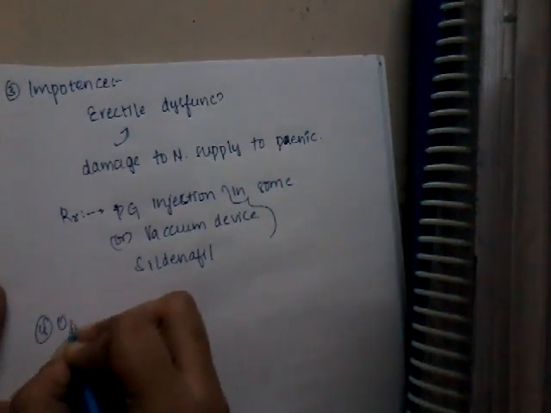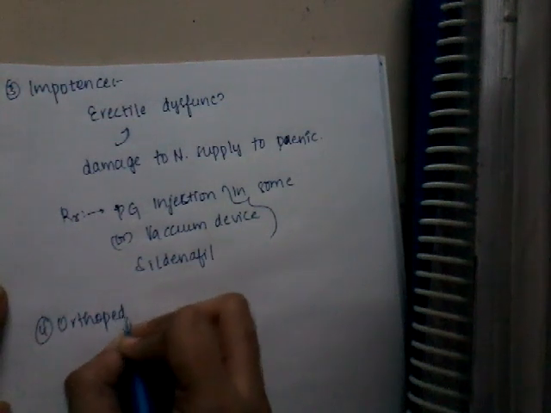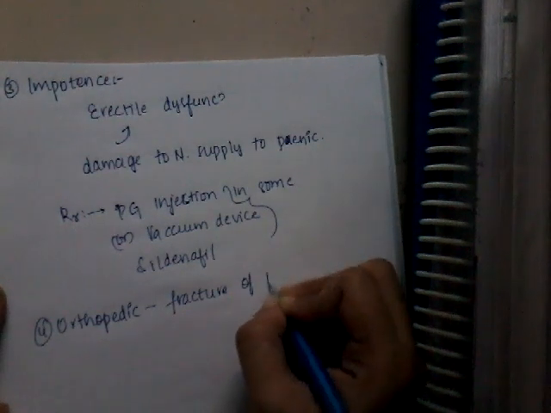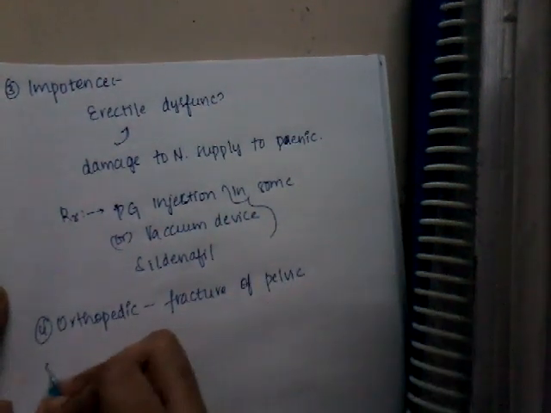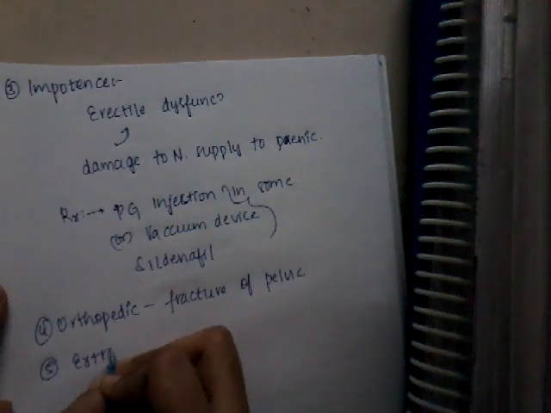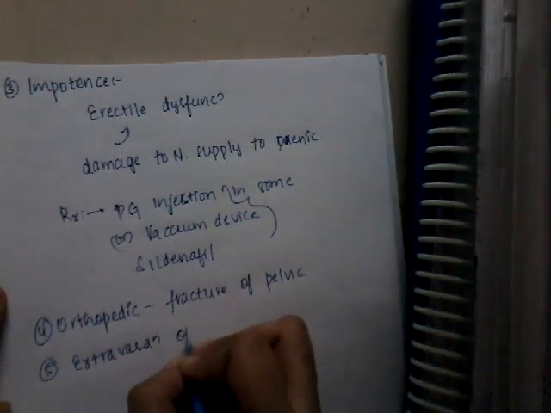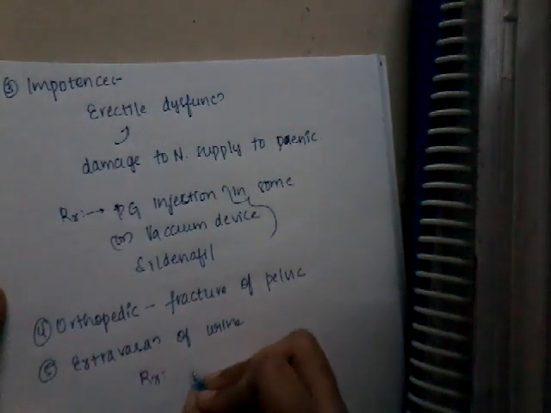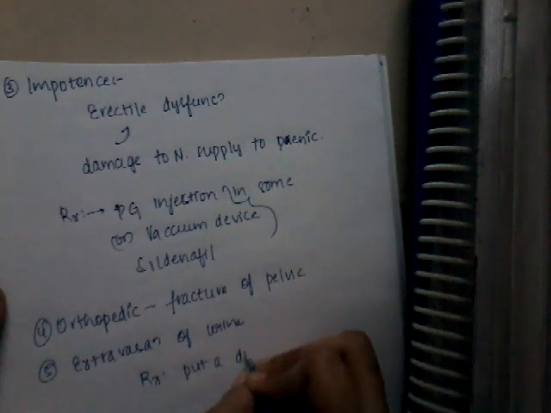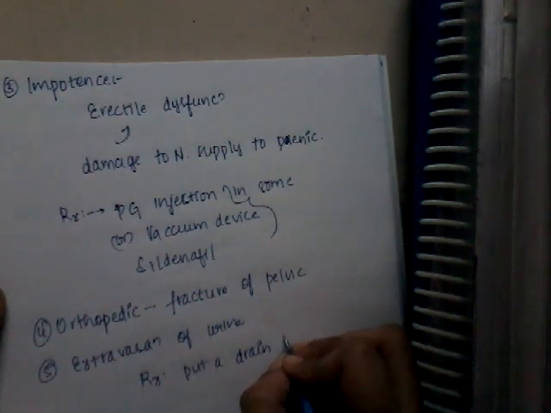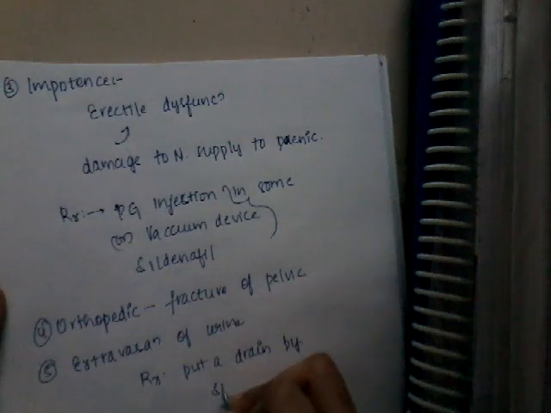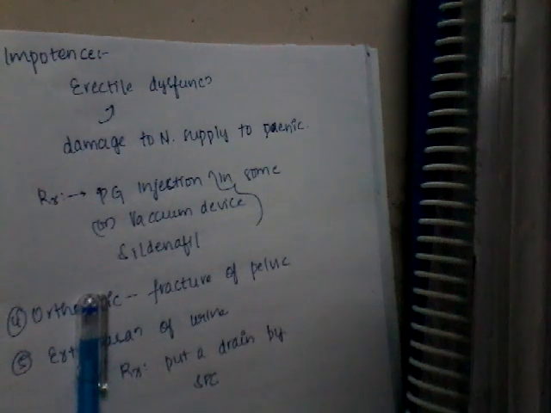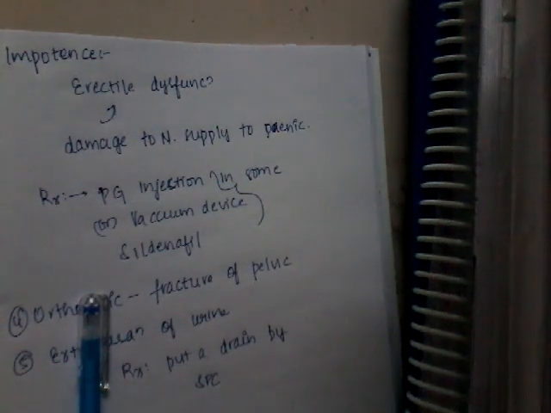And then fourth one, orthopedic complications. This is because of fracture of pelvis. Whenever there is fracture of pelvis, there are some orthopedic complications. And number 5, extravasation of urine. For this, the major treatment is to put a drain by suprapubic cystotomy. So these are the major complications of urethral injury.